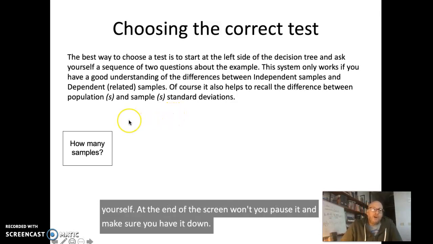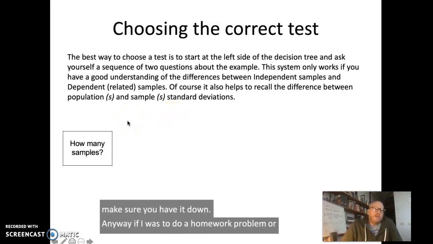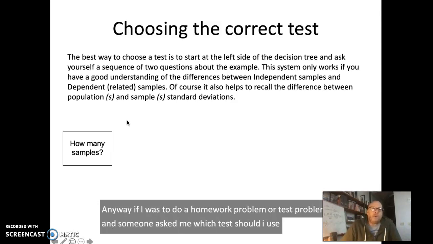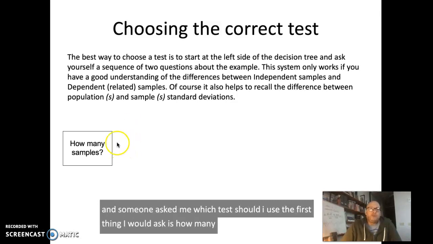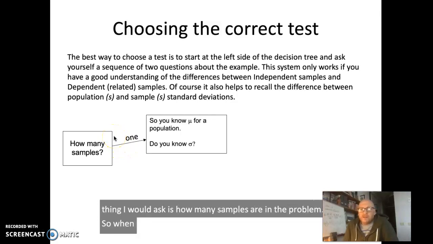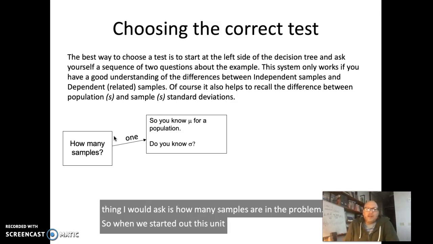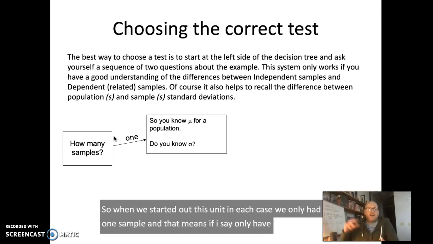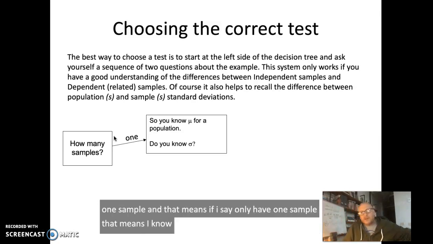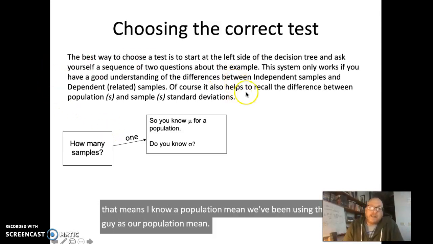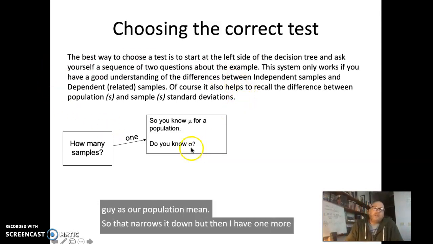Anyway, if I was to do a homework problem or a test problem and someone asked me which test I should use, the first thing I would ask is how many samples are in the problem. So when we started out this unit, in each case we only had 1 sample. And that means if I only have 1 sample, I know a population mean. We've been using this as our population mean. So that narrows it down, but then I have one more question: do I know sigma?